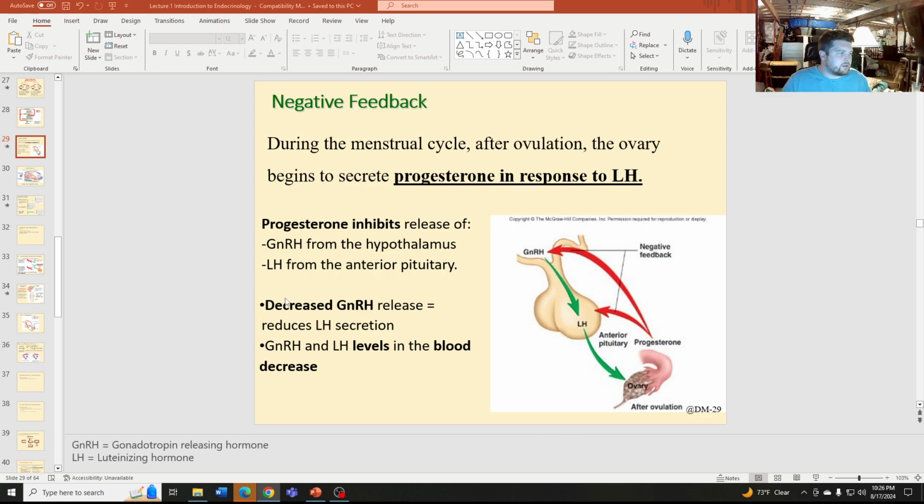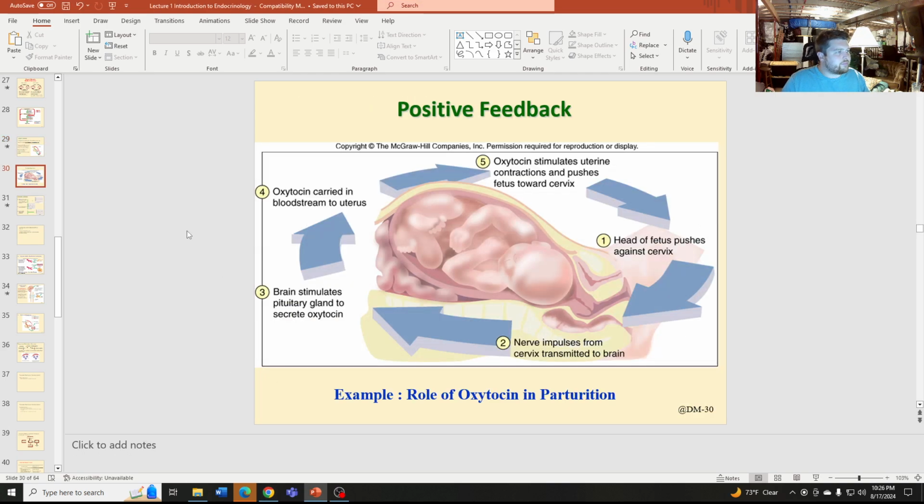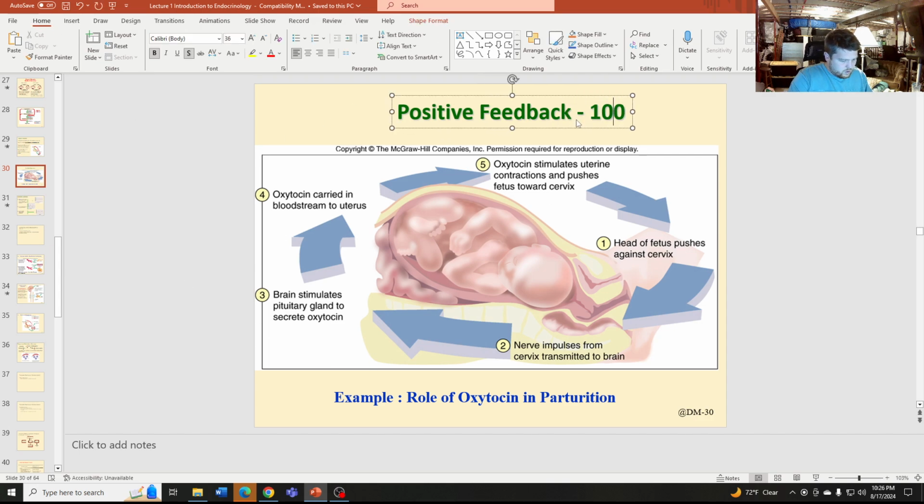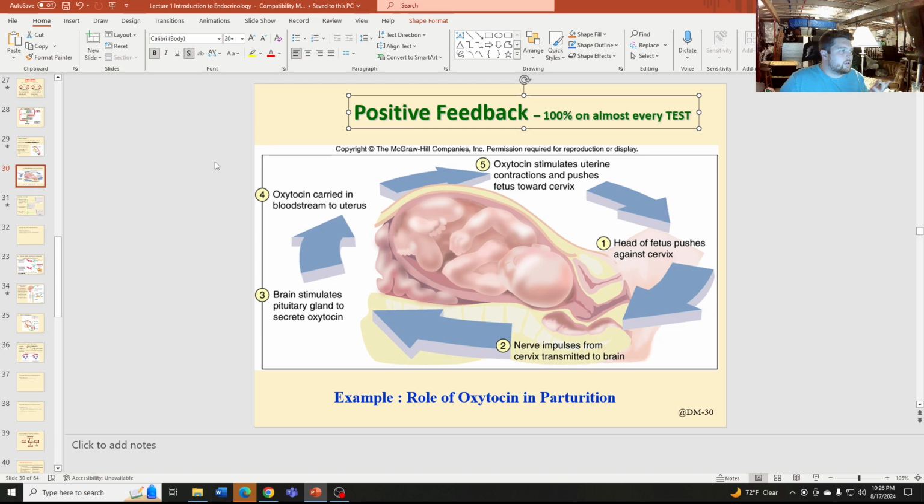So decreased gonadotropin releasing hormone reduces luteinizing hormone secretions, and so the overall levels of GnRH and LH in the blood decrease. This is that oxytocin loop that I told you about. Again, like I said, 100% on almost every test, because they're going to test you on positive feedback, and this is the only way to do it, through this example.